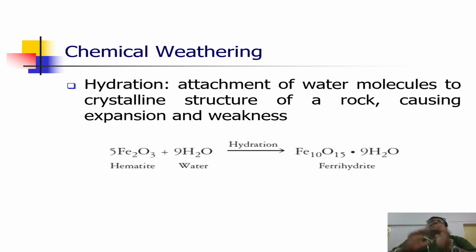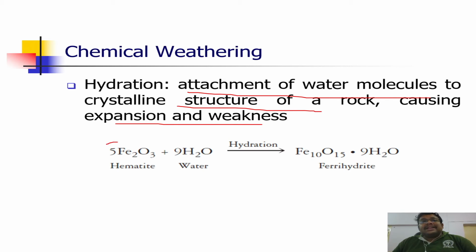So we have covered physical weathering. Let us talk about chemical weathering. Chemical weathering can be discussed in terms of several processes. The first process is the hydration process. Hydration is basically the attachment of water molecules to the crystalline structure of a rock, causing expansion and weakness.